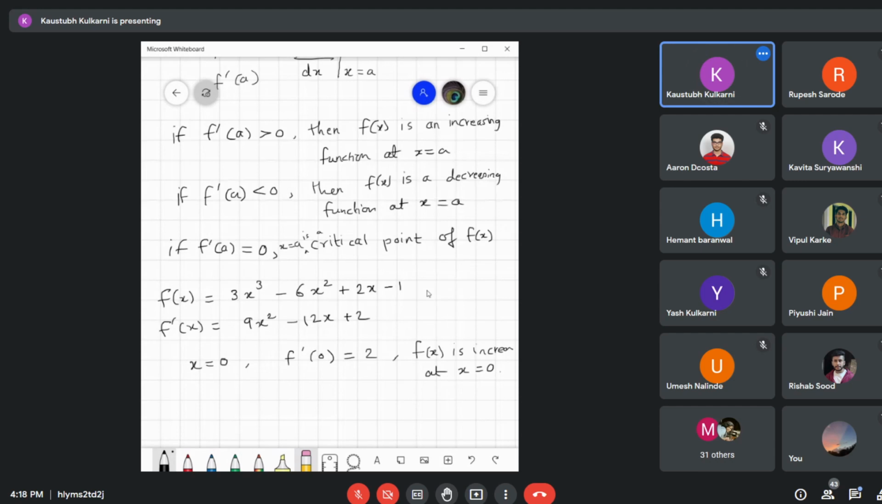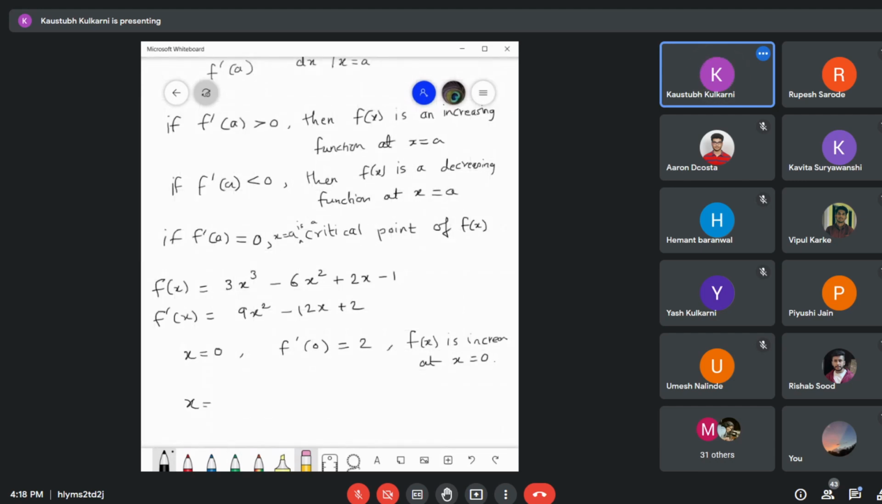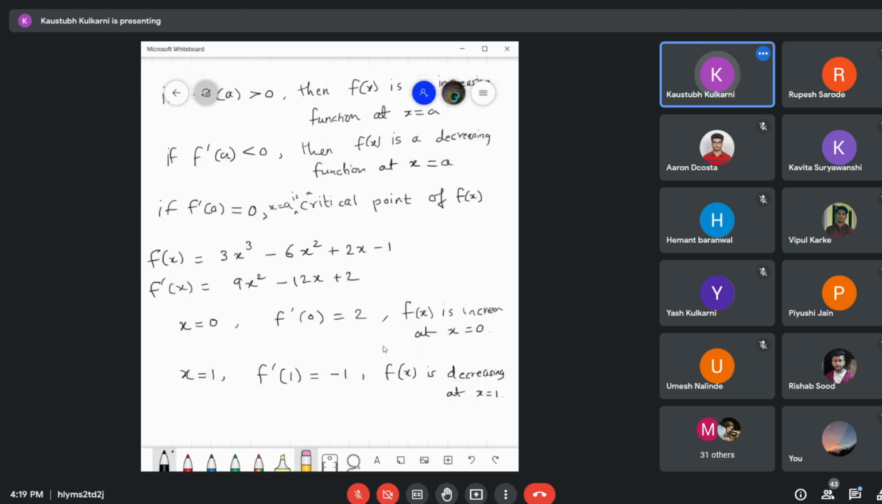Okay, at x equal to 1, 9 minus 12 is minus 3. Minus 3 plus 2 is minus 1. So f dash of 1 is minus 1. So f(x) is decreasing at x equal to 1. Okay, verify and see whether you get the same values or not. So now what?